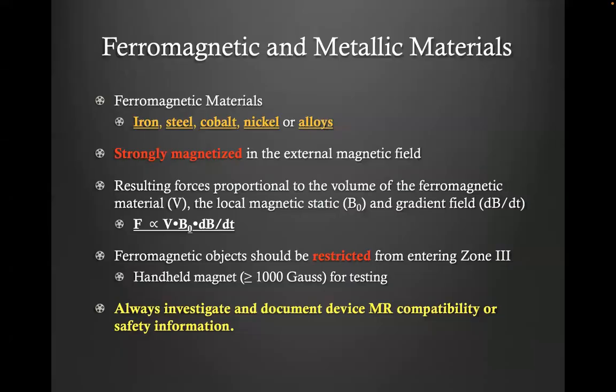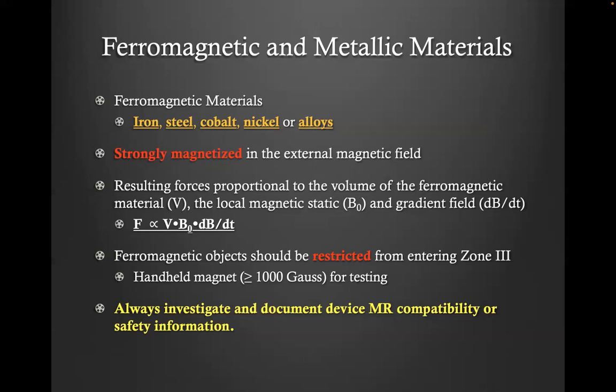And just to emphasize a little bit more about ferromagnetic or metallic materials, iron, steel, cobalt, nickel alloys are ferromagnetic materials. They get strongly magnetized in the external magnetic field. And the resulting force is proportional to the volume of the ferromagnetic material, the local magnetic field, and then the gradient field. You don't need to remember this equation, but you need to know that the bigger the object is, and also the stronger the magnetic field is, the force is going to be very high.